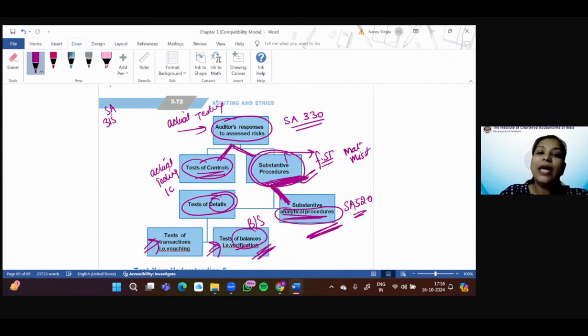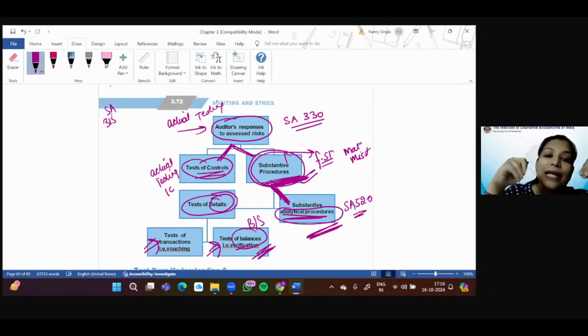Now is the time when the auditor is actually testing, be it internal control or be it the financial statement, because the understanding he has obtained under SA 315, right? Now, when he's checking the internal control, it is called what? Test of control, right? When he's checking the financial statement, these are what? Substantive procedures. Substantive procedures can be test of details or substantive analytical procedure.